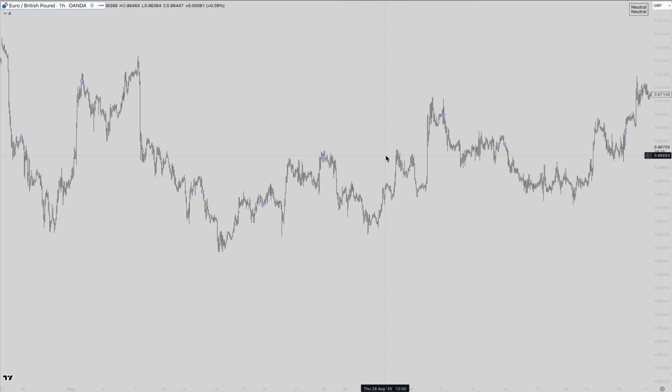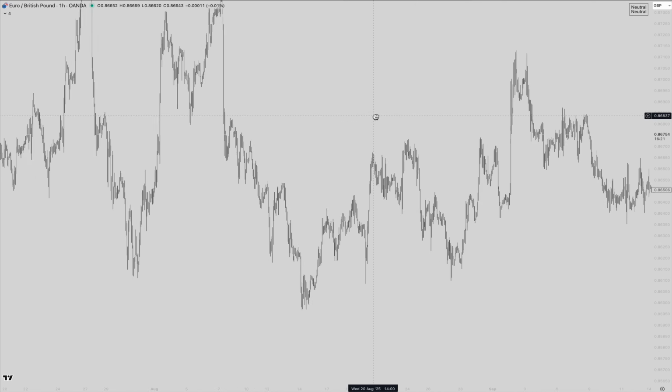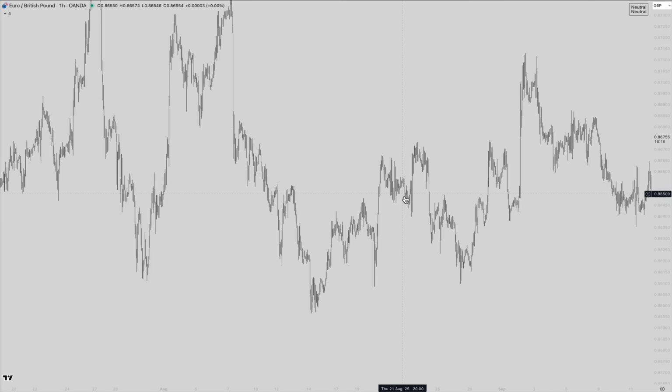Euro GBP does like to stay within what I like to say is an equilibrium. So you see price almost in like a sinusoidal form. And when it's trending, it's trending. When it's not, we're very consolidated in a tight area. It's just not a very fast moving pair.